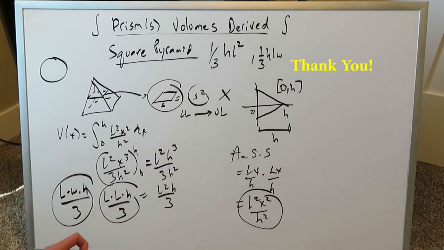And that's it. The cube, the rectangular prism, and the square pyramid volumes are all shown and demonstrated here for you.